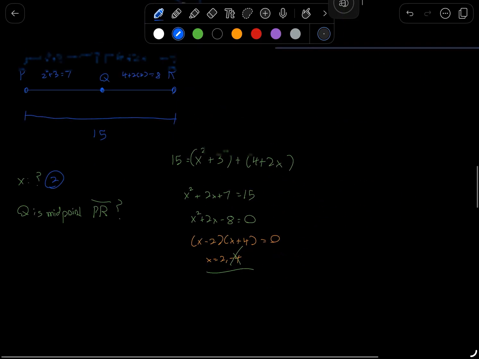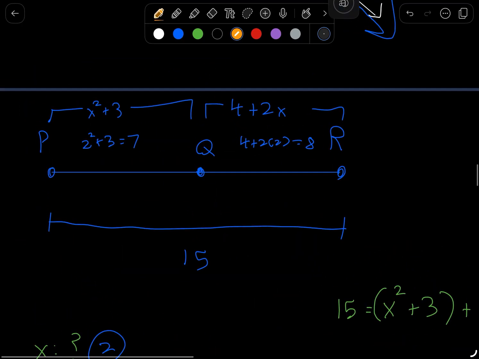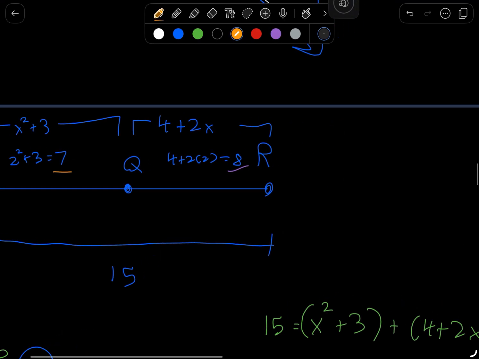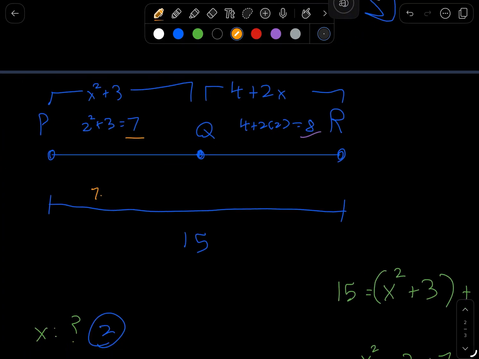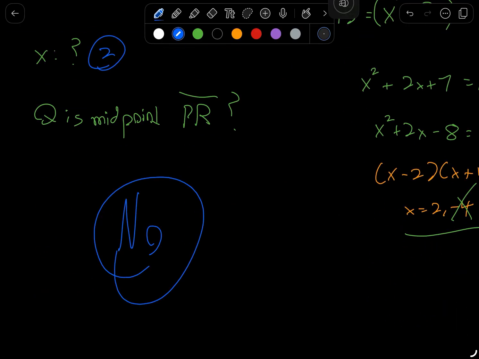It doesn't make sense. Now, the next part of this problem asks us to determine if Q is the midpoint of the entire segment. We learned earlier that a midpoint is the point that divides a segment into two congruent segments. Here we found that the left side is 7, the right side is 8. Those are not equal to each other. Now, the only way that Q would be a midpoint is if both of these were equal, so these both would be 7.5. But that's not the case in this problem, so Q is not the midpoint.